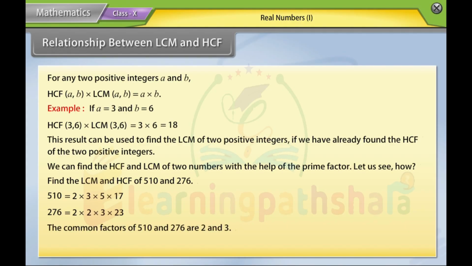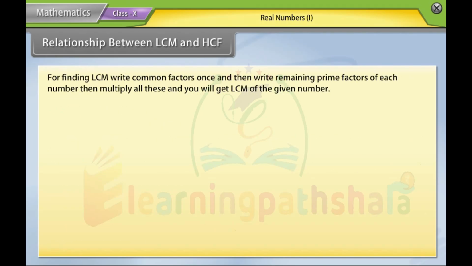The common factors of 510 and 276 are 2 and 3. Thus, the HCF is equal to 2 into 3. For finding LCM, write common factors once and then write remaining prime factors of each number. Then multiply all these and you will get the LCM of the given numbers. 510 is equal to 2 into 3 into 5 into 17.